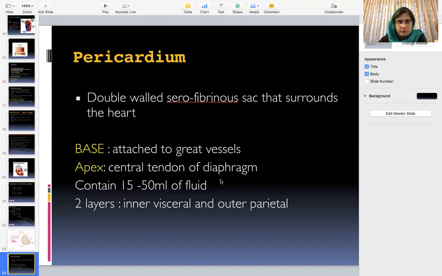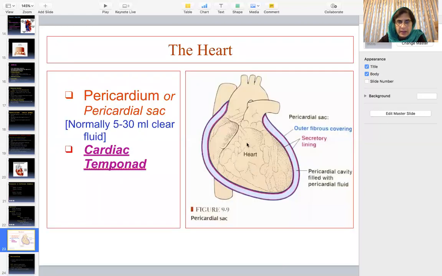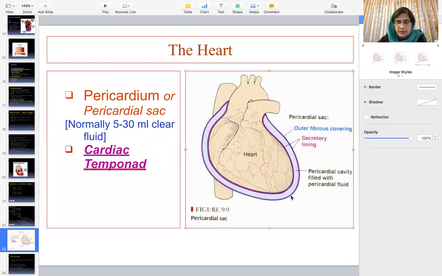Now the function of this pericardium, a double serofibrous sac that surrounds the heart, is at the base of the heart. One thing I have left out: this is the base of the heart, and this is the apex of the heart, which is directed downward, forward, and towards the left side. The base is directed upward, backward, and towards the right side, and the apex is directed downward, forward, and towards the left side.